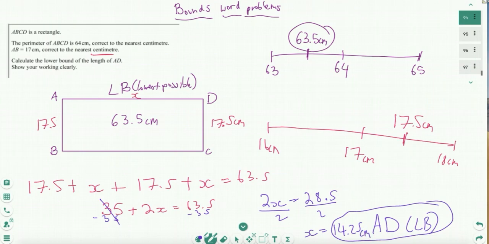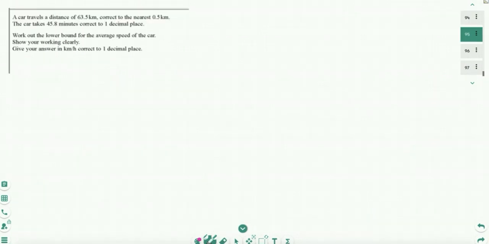Let's move on. A car travels a distance of 63.5 kilometers correct to the nearest 0.5 kilometers. The car takes 45.8 minutes correct to 1 decimal place. Work out the lower bound for the average speed of the car. Show your working clearly and give your answer in kilometers per hour correct to 1 decimal place. All right, so let's draw a picture of this problem. A car travels a distance of 63.5 kilometers to the nearest 0.5 kilometers. Let's draw a picture of a road. And this road is 63.5 kilometers, approximately, to 0.5 kilometers.